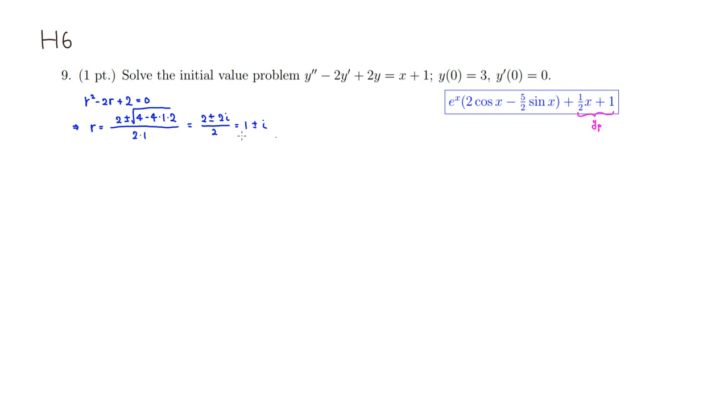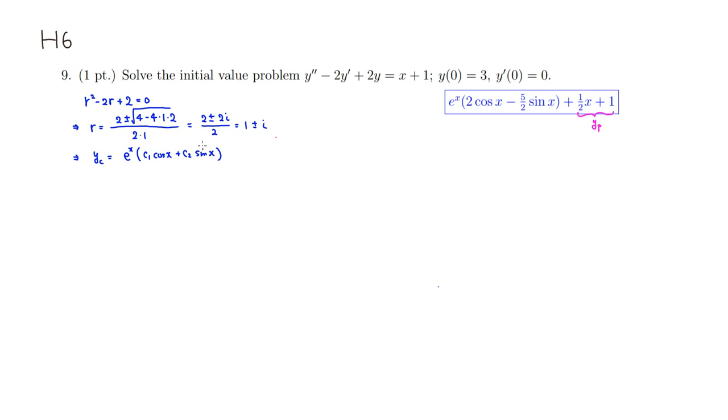Which tells us about the complementary solution. So we get the form of the complementary solution, y sub c is going to be e to the x, and then you have c1 cosine of x plus c2 sine of x, right?